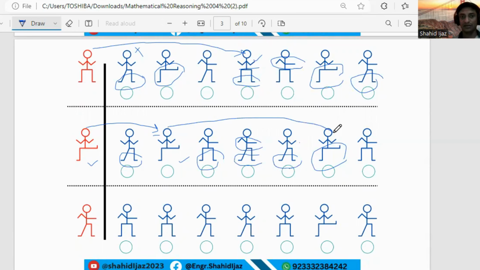Yes, sir. The sixth blue cartoon is also similar to the red one on the right side. And this is not similar because of the legs. Which one is similar to this? Sir, third. Yes, third. And this last one is also similar.